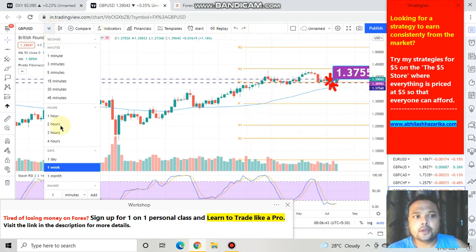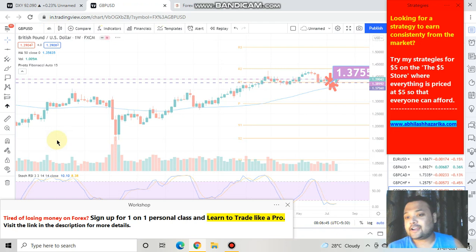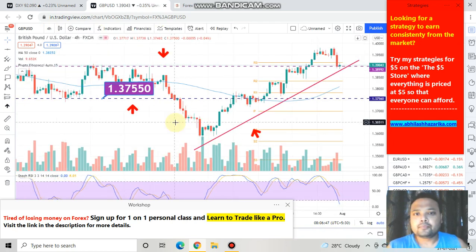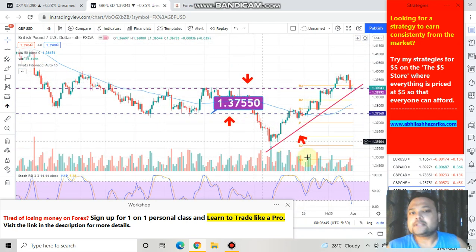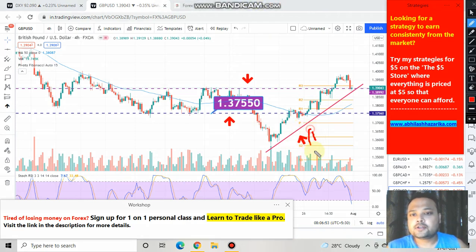Let's go back to our 4 hours chart again. So these two levels are clear. Now let's discuss the third one. The first one is clear, second one is clear. So this third line was the resistance of the market. Okay, this was the resistance of the market.